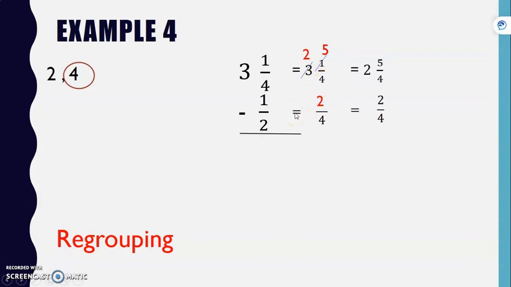These are the two fractions that I'm going to be subtracting. 2 and 5/4 minus 2/4. So 5 minus 2 is 3/4, and then I do 2 minus nothing here, which makes 2. So my solution is 2 and 3/4. And that is adding and subtracting fractions.